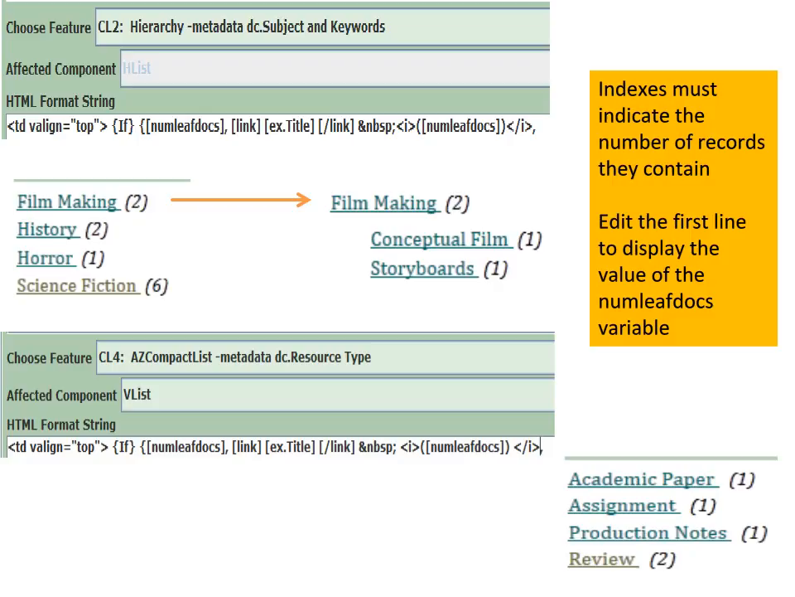Now, the number of records an index entry contains is stored in the variable numleafdocs. So all we have to do is edit the first line of those 2 indexes that are AZ compact list and add a little code. So what we're doing here is adding basically the display information for numleafdocs. We're going to put it in brackets and make it italic.